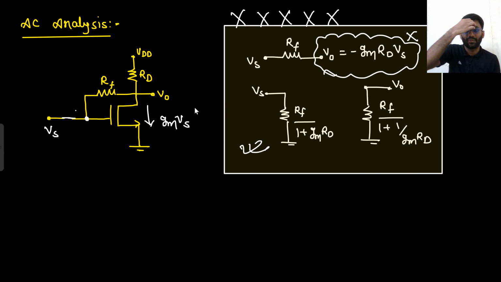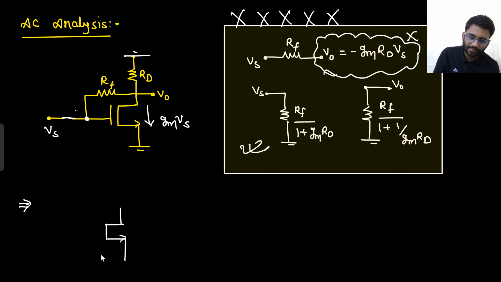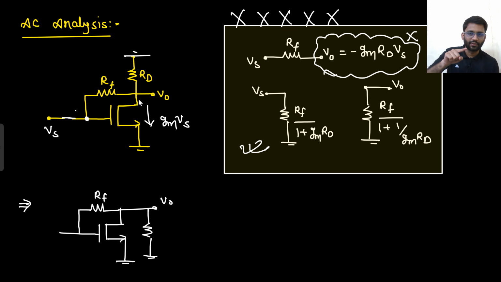RD parallel R naught you can write. So R naught also we will consider. So let's do the correct analysis. What will be the correct analysis? Let's do that. We are doing the AC analysis, so this VDD will already be gone. So this was the MOS. Here you are having the RF. This is V naught. This is ground. So from V naught to ground you are having RD. And also from V naught to ground you are having R naught, because R naught is connected between drain and source. So RD parallel with R naught.